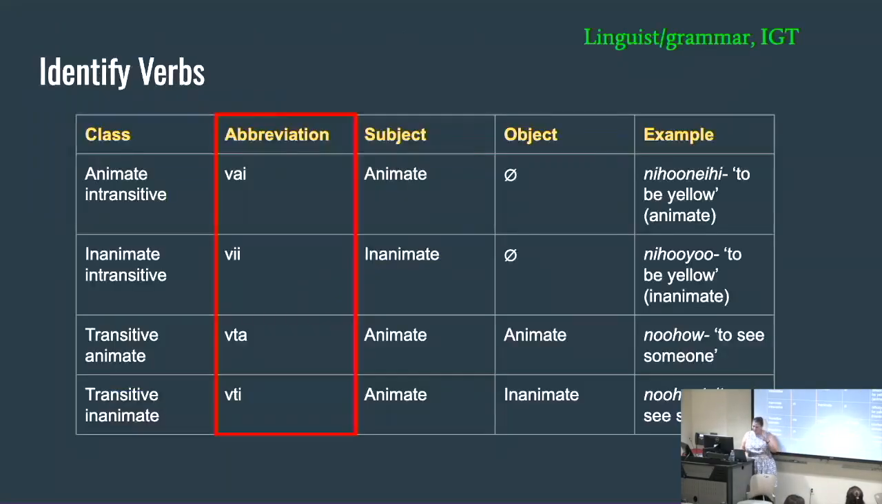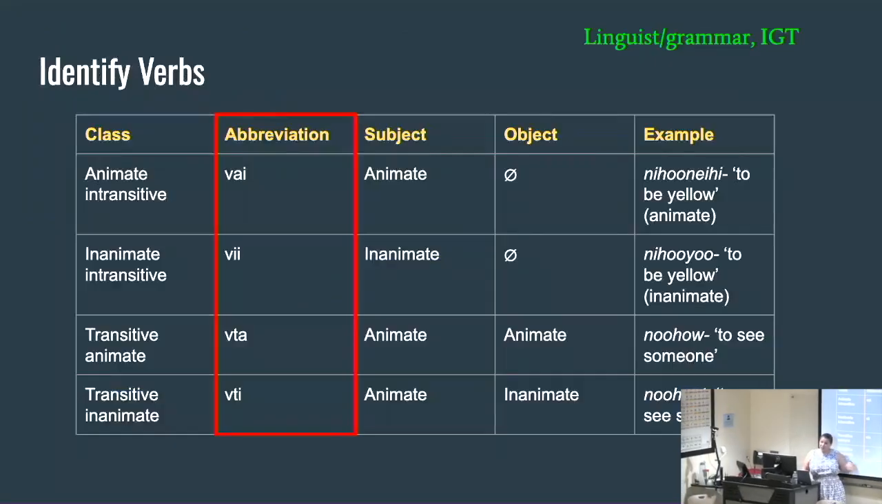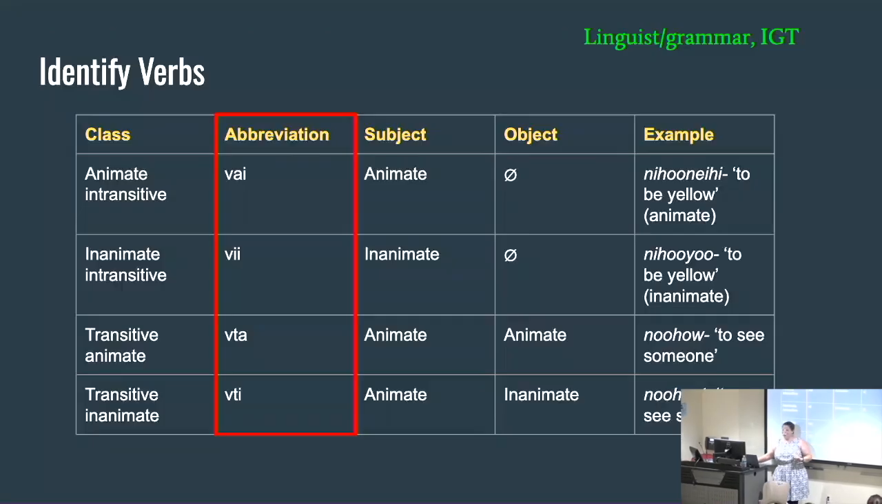So as I mentioned, I forgot I had the slide, these are the set of verb labels we expect in the Arapaho IGT. We got these from working with the linguist. We could also do this by cross-referencing between the grammar and the IGT corpus.